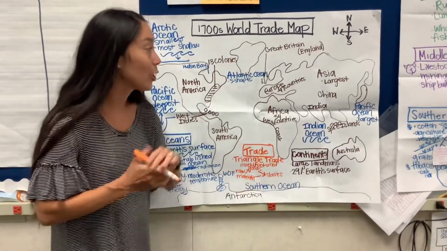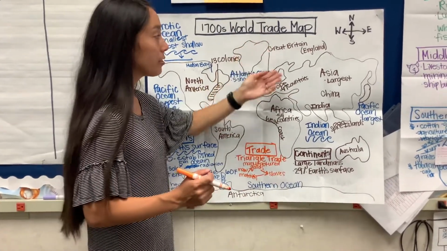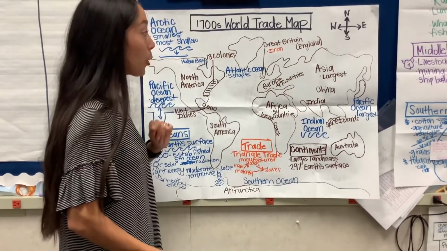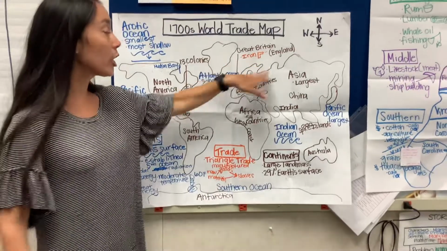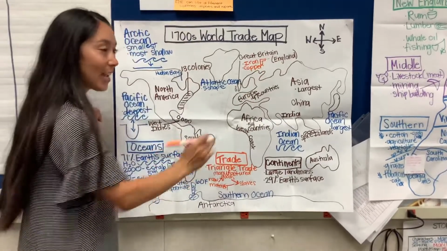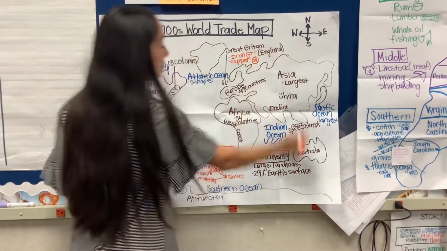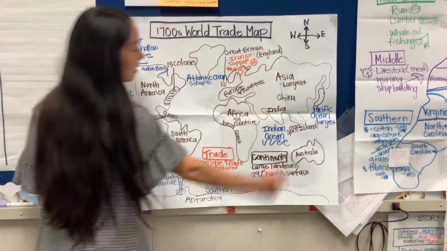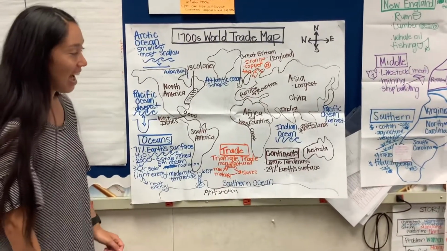So, starting with Europe. Within the continent of Europe, the country Great Britain, also known as England, one of their goods was iron. Say iron. And iron was used for their weapons. They also had copper. Say copper. So copper, that's what a penny is made out of. And they also had tea. Say tea. So these were the goods that Great Britain had.